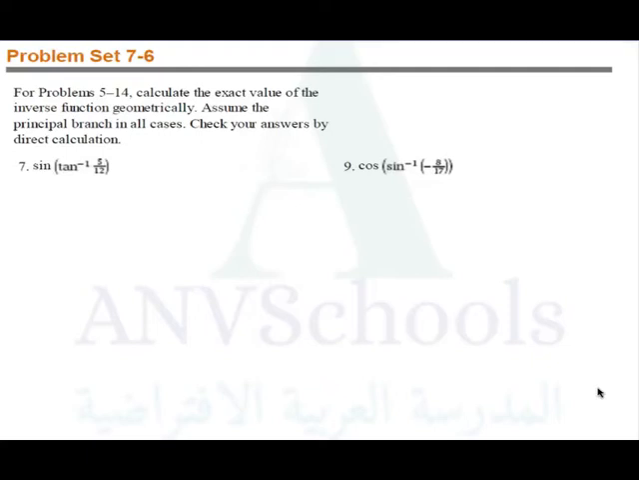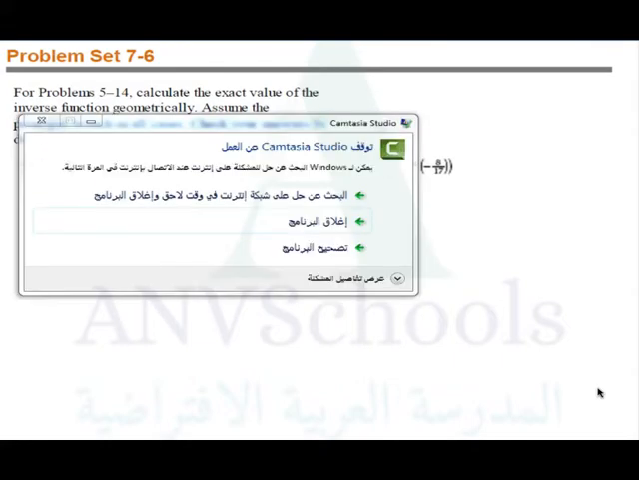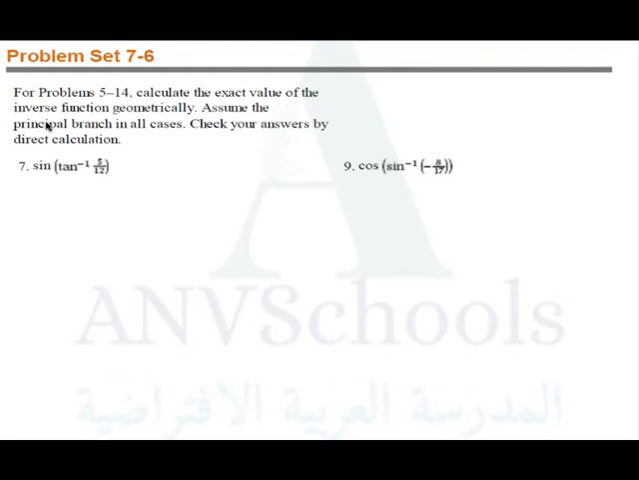So we are now on problem set 7-6. For problems 5 to 14, calculate the exact value of the inverse function geometrically. Assume the principal branch in all cases. So principal branch meaning those that were being discussed. As a guide, the principal branches are here.